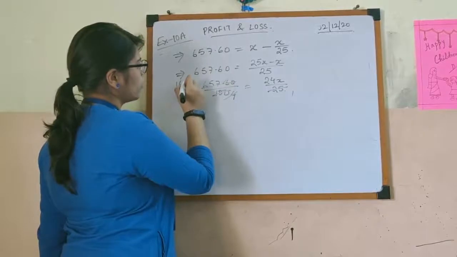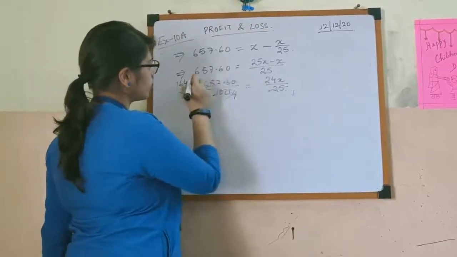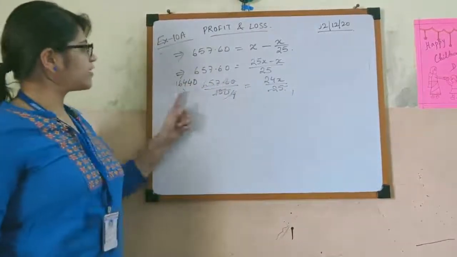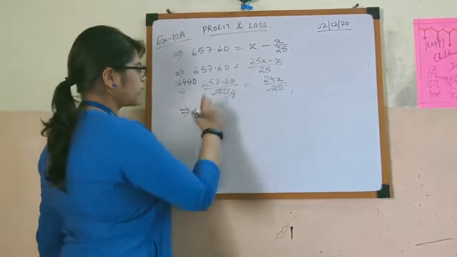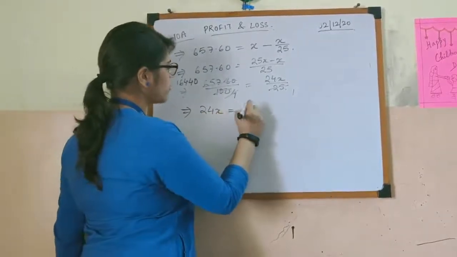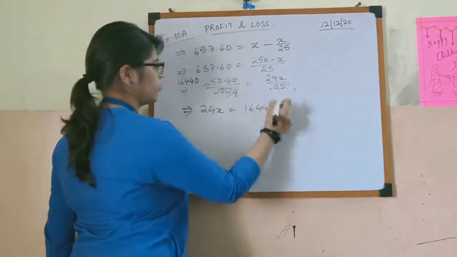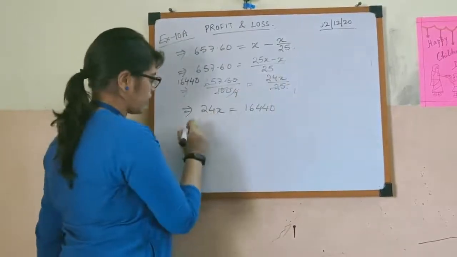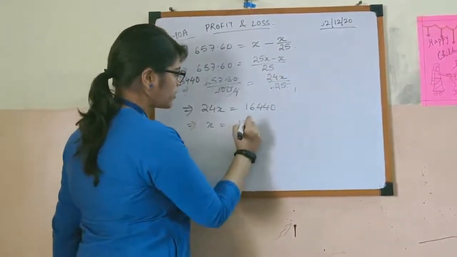17, 4, 4, 16, then 16, 4, 4, 16, 0. So 16440, right? So that means 24x is equals to 16440. Okay, I'm writing this to this side. So x is how much?